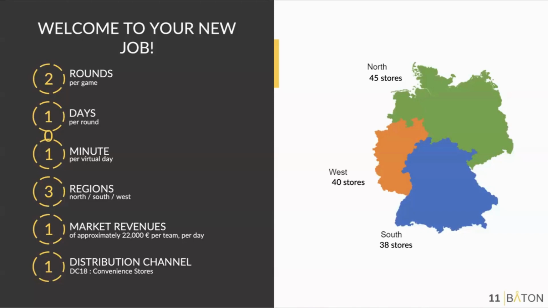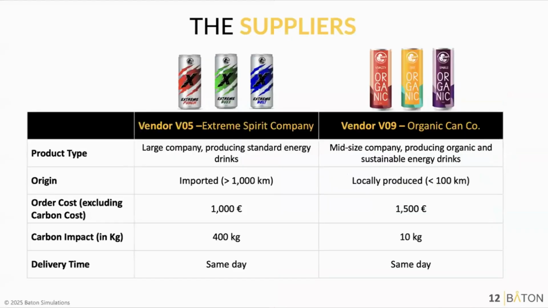Like I said, there's 3 regions, and for those of you who are interested, there is 1 distribution channel. And if all things were equal, all teams were equal, and we didn't touch anything, you can make around 22,000 euros per day. Just keep that in mind. So if you're making more than 22,000 euros, you're on a good start. That means you're gaining market demand or stealing it from others.